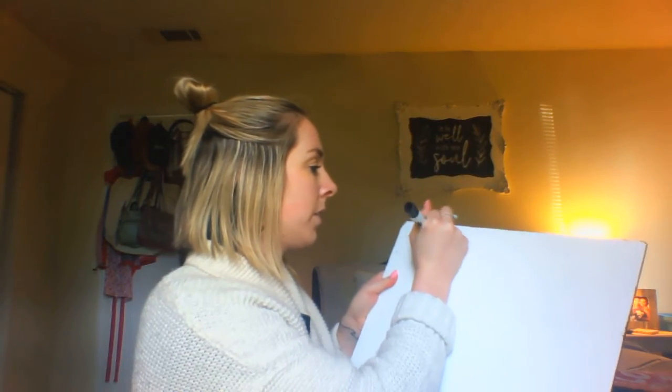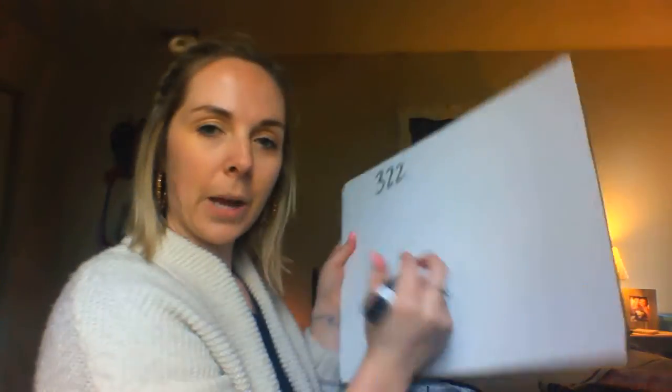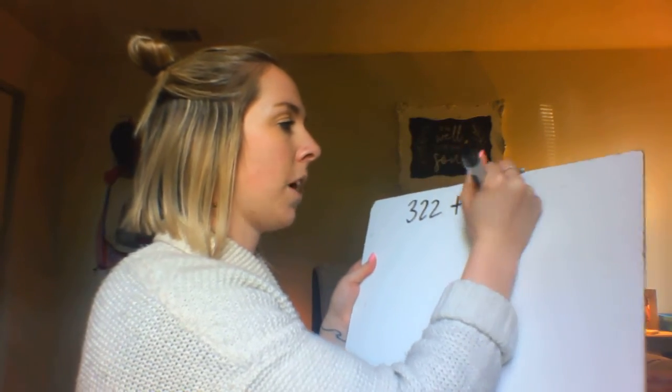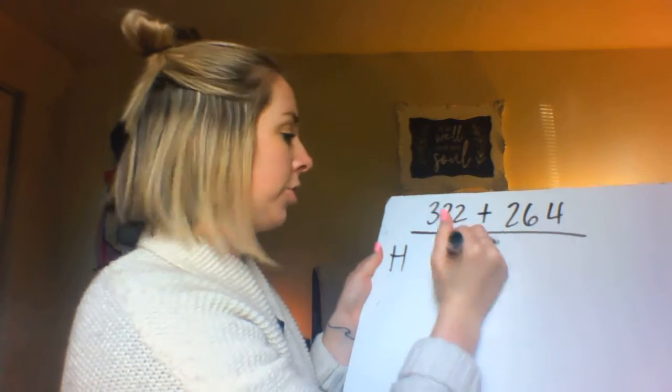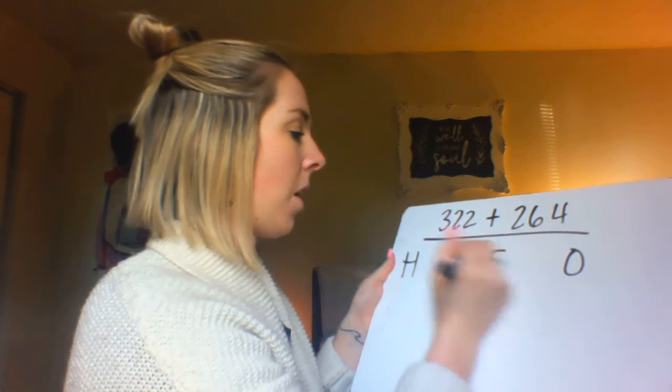All right, so 322 plus 264. So 322, there's a glare on it. There we go. Plus 264. Okay, I'm going to go ahead and draw my H, my T, and my O.